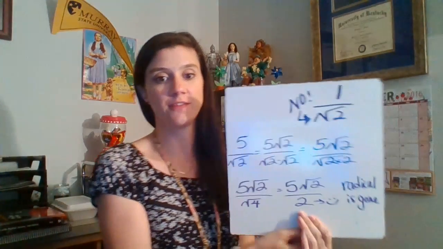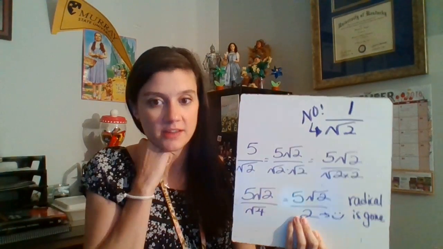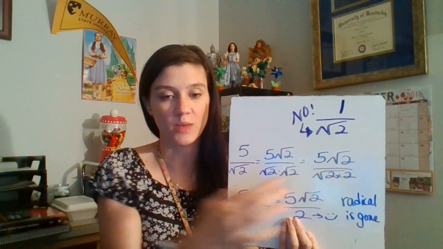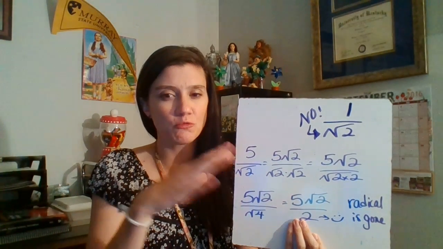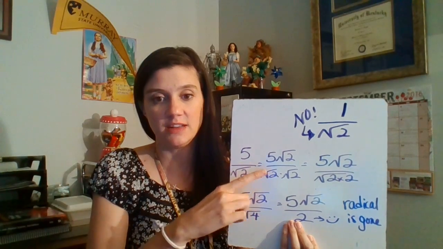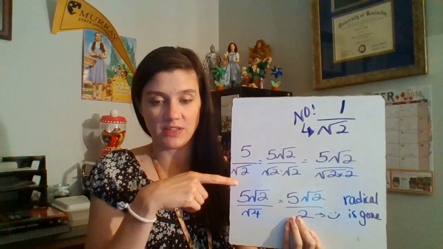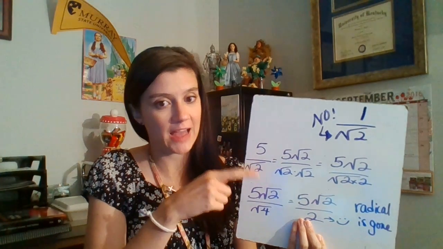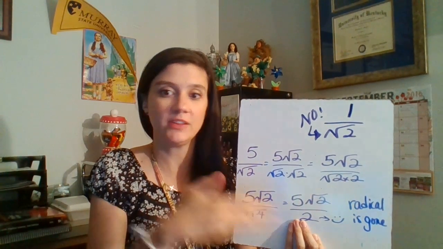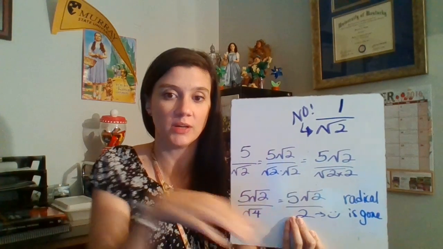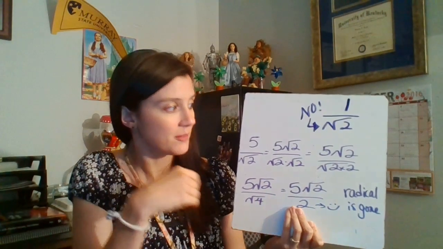First things first, we cannot have a radical in the denominator. That's a big no. We have to get rid of the radical in the denominator by multiplying the top and the bottom by whatever's in the denominator. So for example, I've got 5 over the square root of 2. We can't leave it like that because again, big no-no. There are no radicals in denominators.